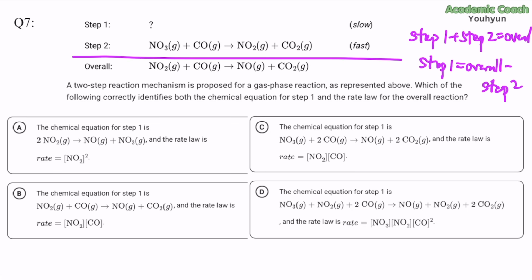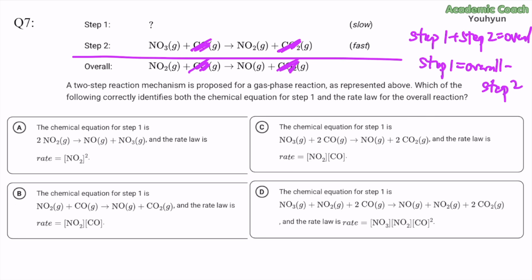So here for overall, I have carbon dioxide on the product side. And for step 2, I also have carbon dioxide on the product side. So that means for step 1, I wouldn't have carbon dioxide on the product side. And for the reactant side, I see that carbon monoxide is in common for step 2 and overall, so I'm going to cancel that out. So eventually, step 2 can be simplified to nitrogen trioxide becomes nitrogen dioxide, and the overall gives me nitrogen dioxide becomes nitrogen monoxide. And I only need to subtract step 2 from overall.